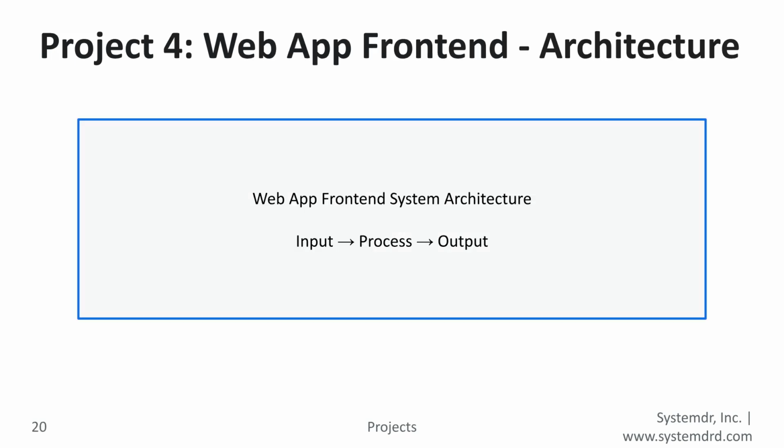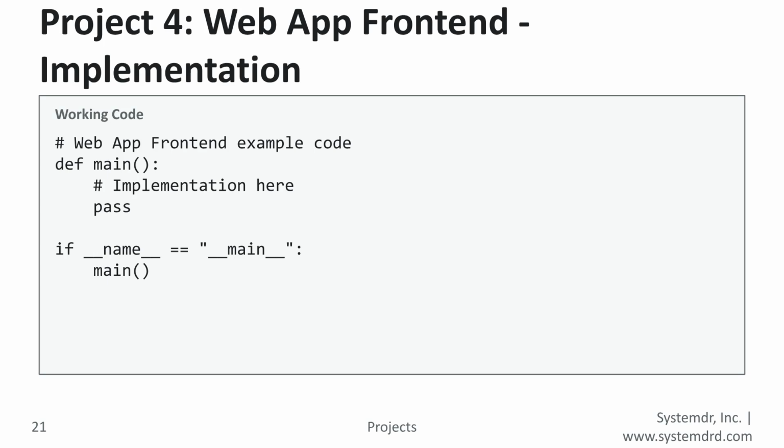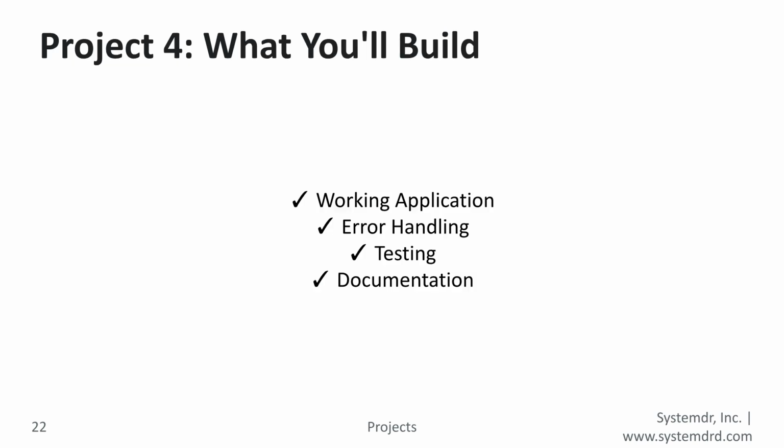Project 4 is the web app frontend. Its architecture focuses on the user interface, where input is user interaction, processing is handling UI logic, and output is rendering updates to the user. The web app frontend implementation will follow a standard pattern using a main function. Here, we shift to using web technologies to build the interactive interface. In this project, you'll focus on delivering a working front-end application with UI error handling, unit testing for components, and documenting user flow and interface elements.